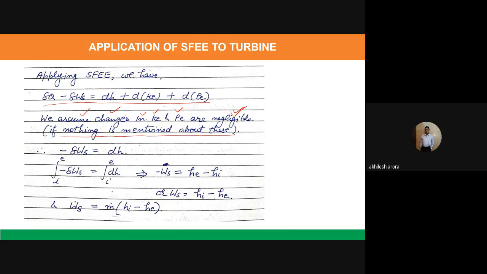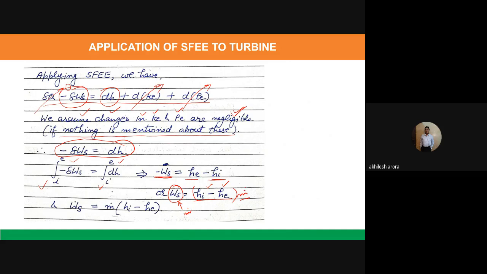So if we neglect, what are the items we can remove? Delta Q is 0 because it is a reversible adiabatic process. Kinetic energy we are neglecting. Potential energy we are neglecting. So we are left with only two terms. Minus delta Ws is equal to dH. Then we can integrate it between inlet and outlet. So finally what do we get? We get minus Ws is equal to He minus Hi, or I can say that this is equal to Hi minus He. So this shaft work is equal to Hi minus He. If I multiply both sides by mass flow rate, I multiply this term by m dot and I also multiply here by m dot.